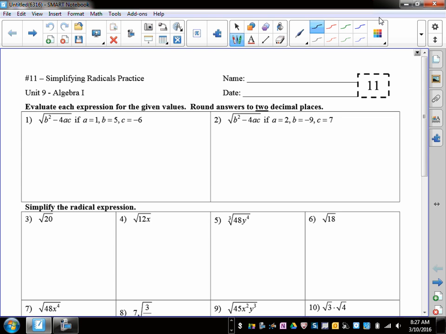So we're going to do some more practice with our simplifying radicals. Since we learned that last class, we don't have a mini quiz on it today, so I want to do a little bit more practice with it.